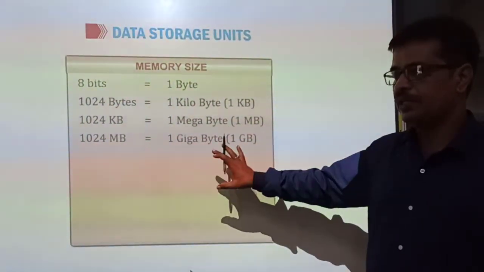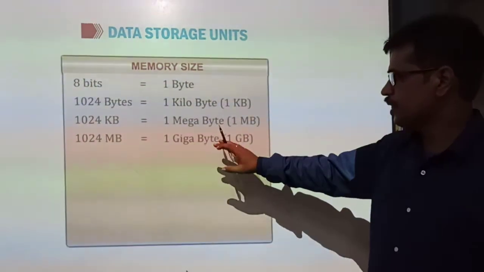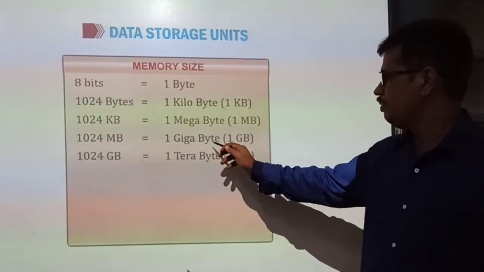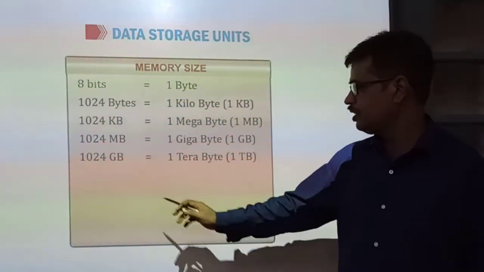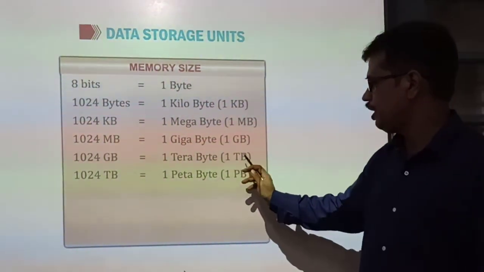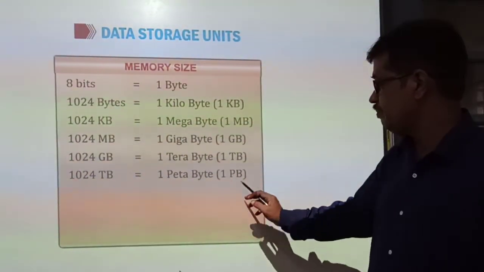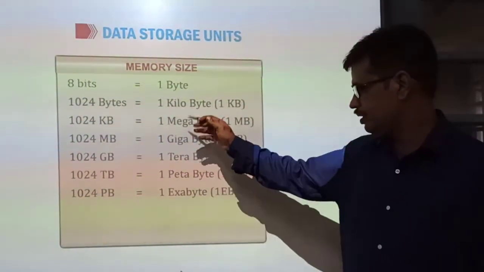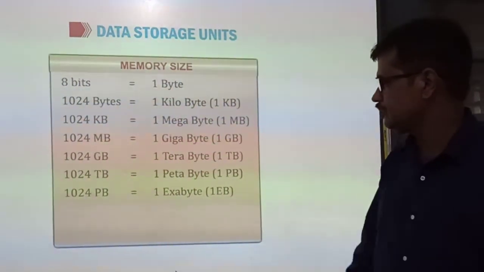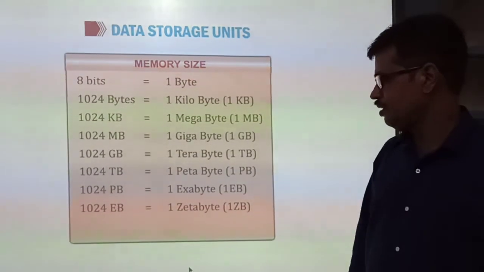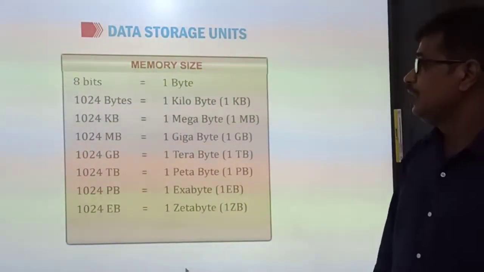The whole chart is given in the book, Chapter 1, please go through it. 1024 megabytes is equal to 1 gigabyte, means 1 GB, and 1024 GB is equal to 1 TB. 1024 TB is equal to 1 PB. You go through this chart and you have to remember the shortcuts as well as the full forms.